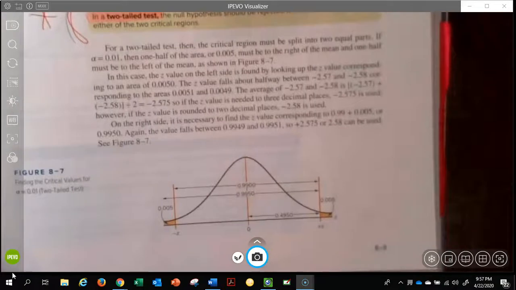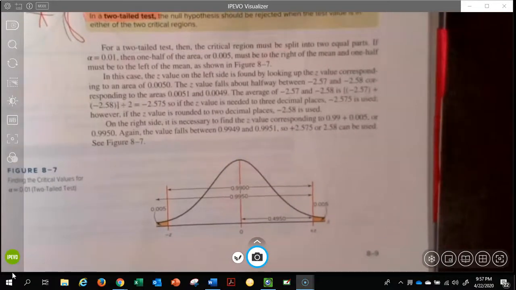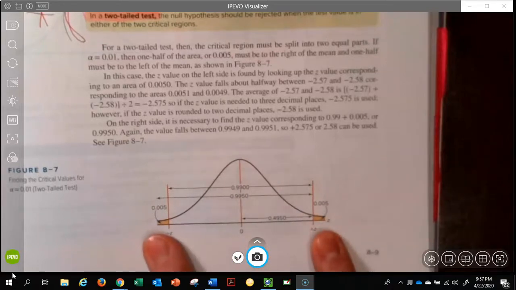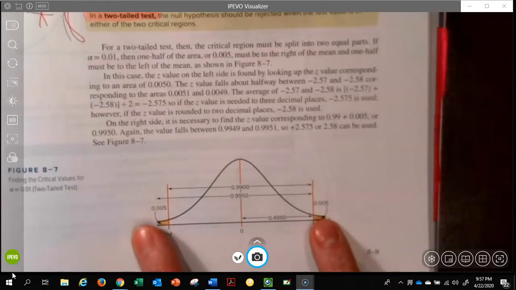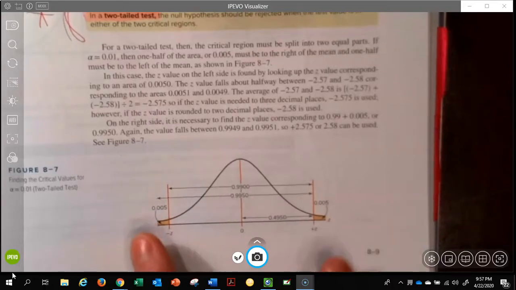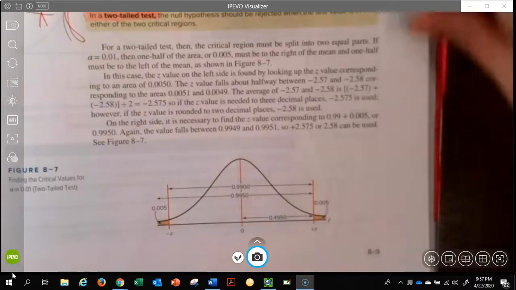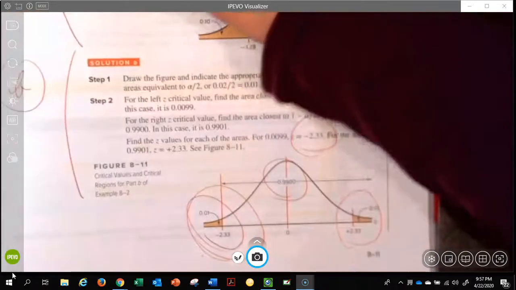But remember, we've been doing some stuff with z sub alpha over 2, and where we had our 99%, that means we've only got 1% to share, so we have to put it over 2. We have to cut it in half, so we don't get 1% and 1%. We get half of that, half of a percent and half of a percent. I'm going to keep looking over here.